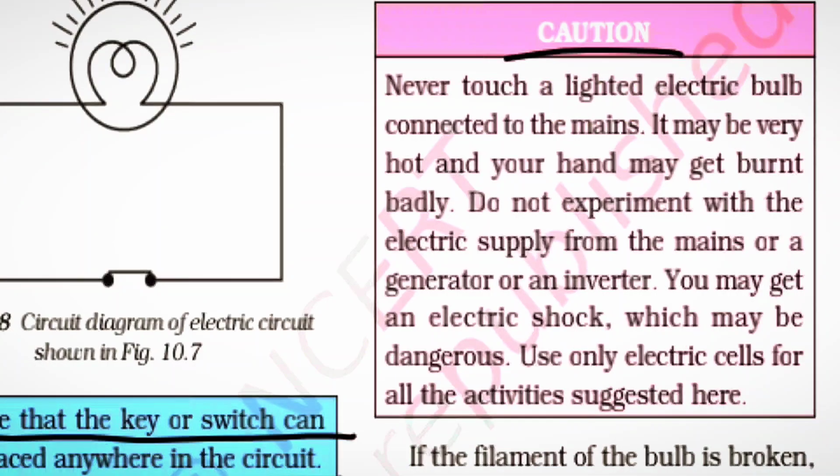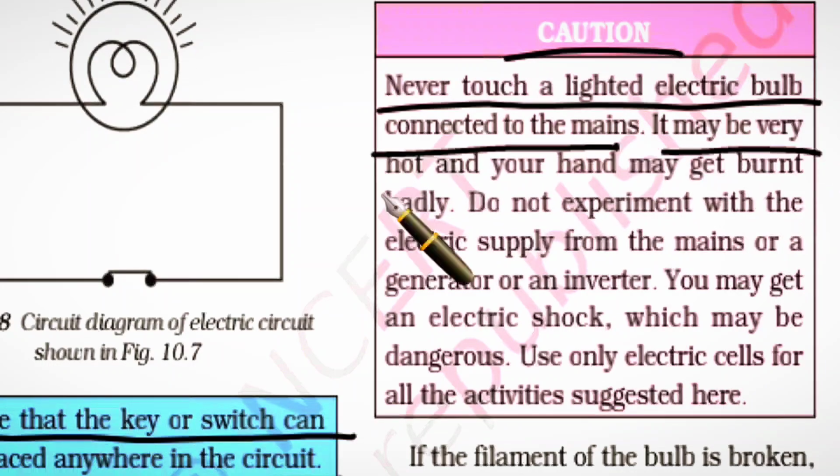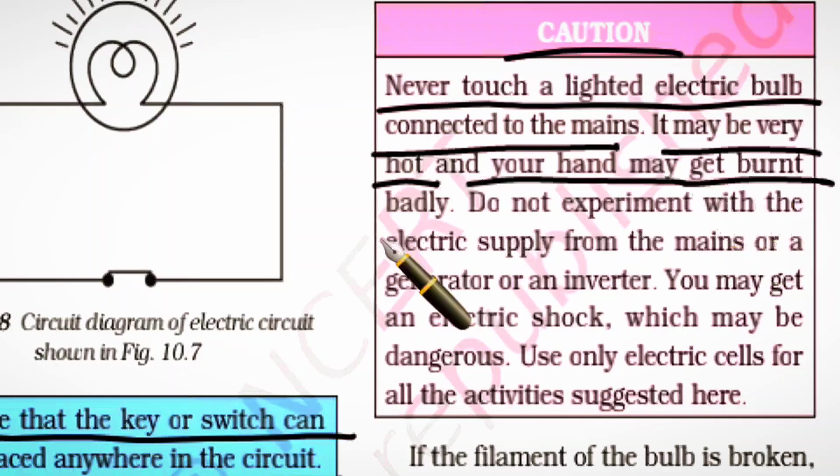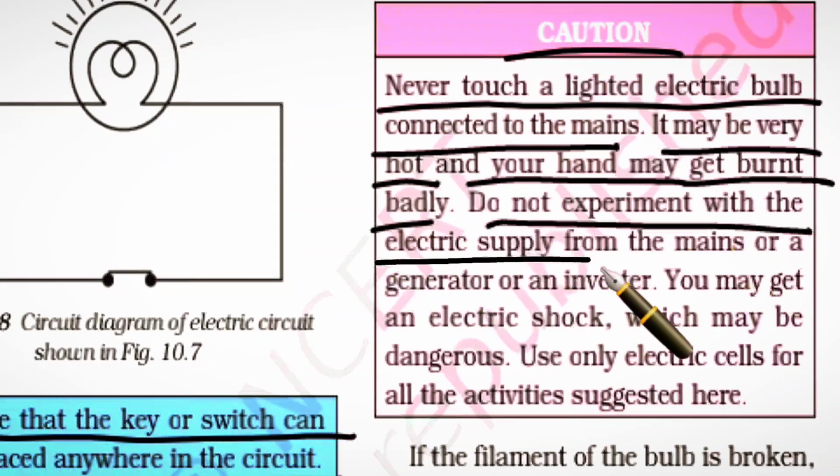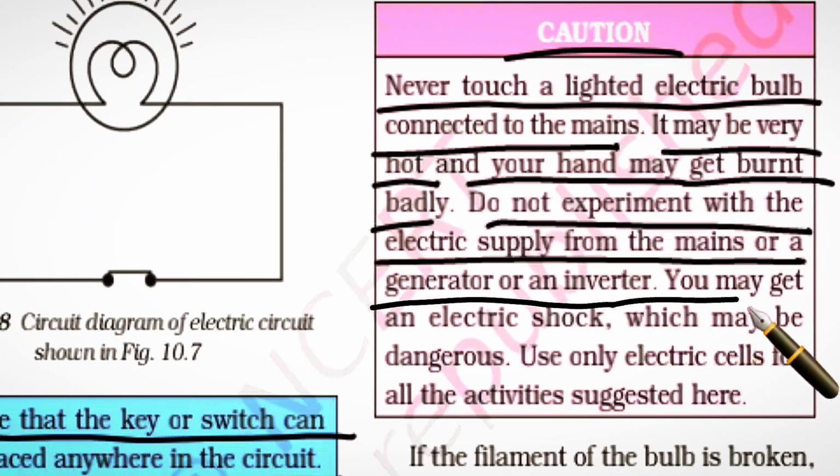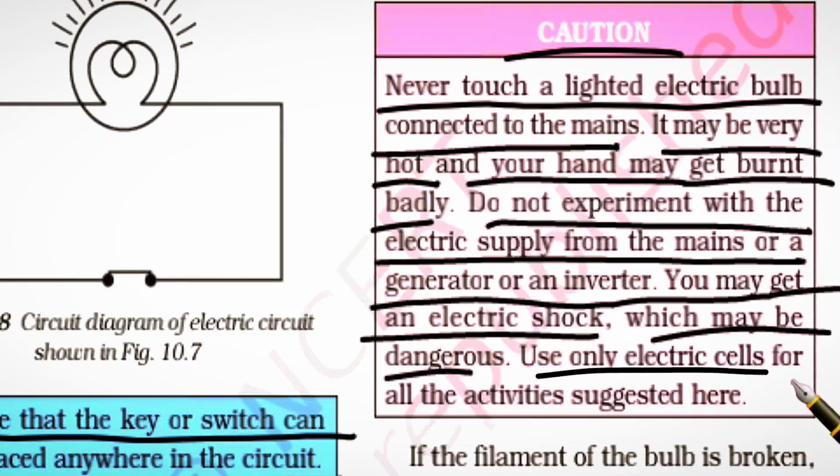Caution: never touch a lighted electric bulb connected to the mains. It may be very hot and your hand may get burned badly. Do not experiment with the electric supply from the mains or generator or inverter. You may get an electric shock, which may be dangerous. Use only electric cells for all the activities suggested here.